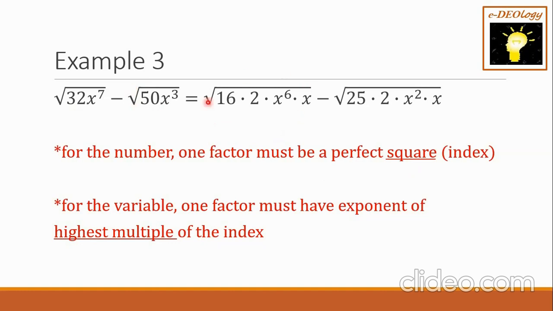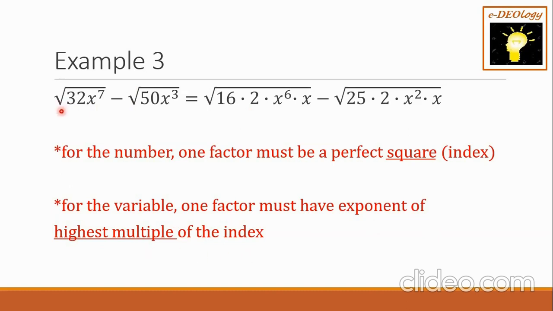In the first radical, the number 32 is factored out into 16 and 2. For the variable x raised to 7, there is a clue here on how to factor out that variable. It says one factor must have an exponent of the highest multiple of the index.